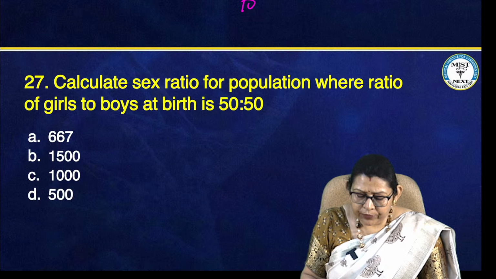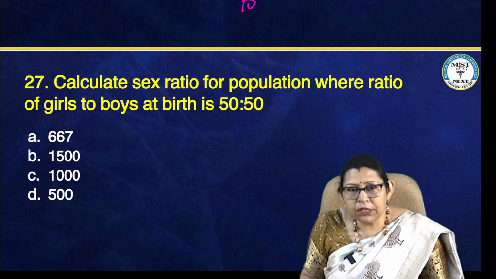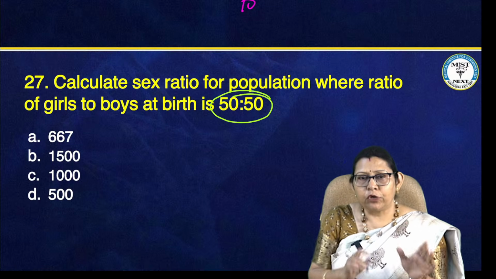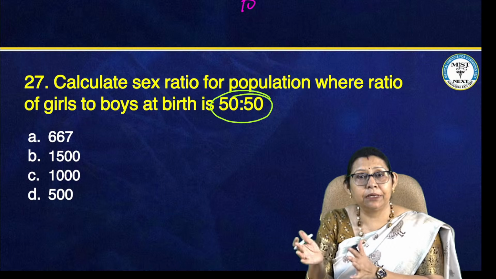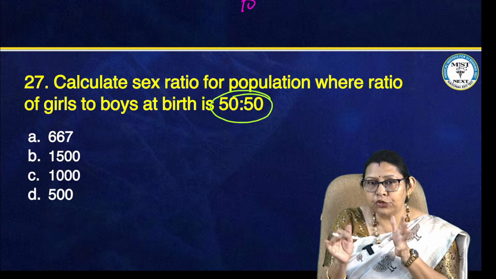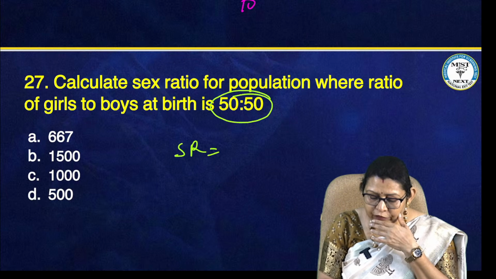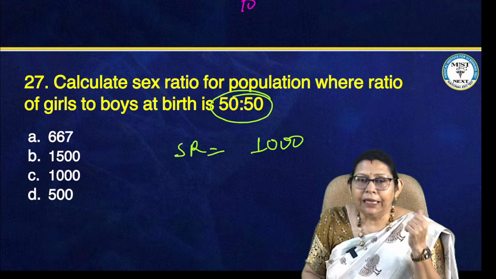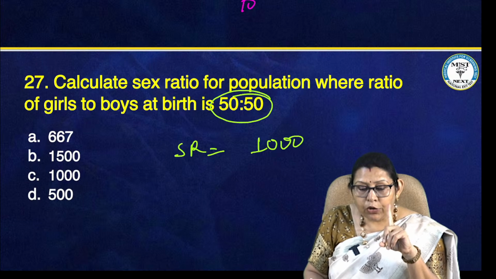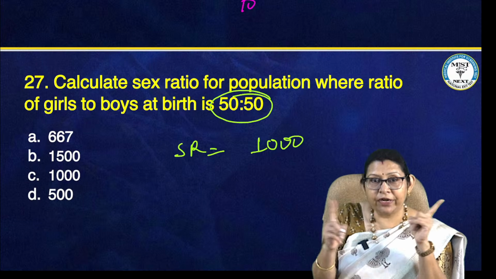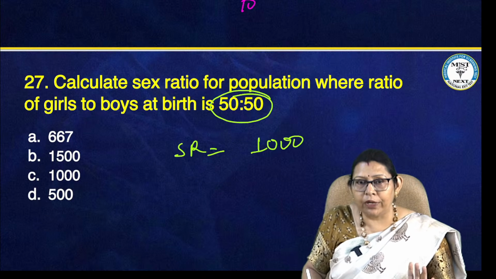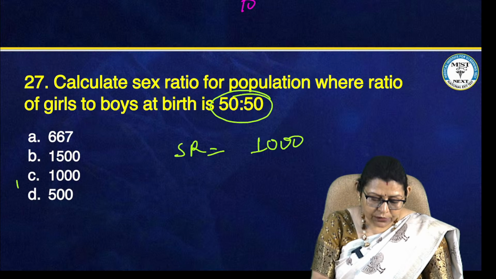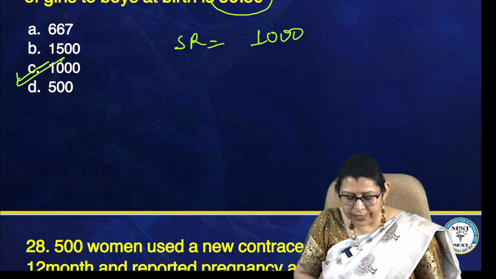Calculate the sex ratio for a population where the ratio of girls to boys at birth is 50-50. So equal. So we know what the sex ratio is: number of females per 1000 males. If the ratio is equal, the sex ratio will be 1000. Because if girls are more, it will be more than 1000, and if girls are less, it is less than 1000. So here it will not be 500. Remember this. Not thinking like 500 because equal. Number of girls are the same as the boys and it is always expressed per 1000 boys. So you all are answering quite correct. Here the sex ratio is 1000.